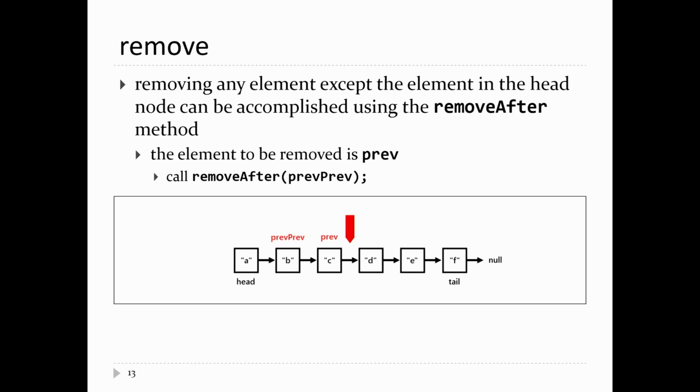Okay, what about remove? Removing any element except the element in the head node, you can do that using removeAfter. That was why we went through the trouble of implementing that separate method removeAfter inside of our linked list class. It's easy to do if you're in the iterator because the iterator has previous. So all you have to do is call removeAfter on that node there, and that will remove the C in this example.